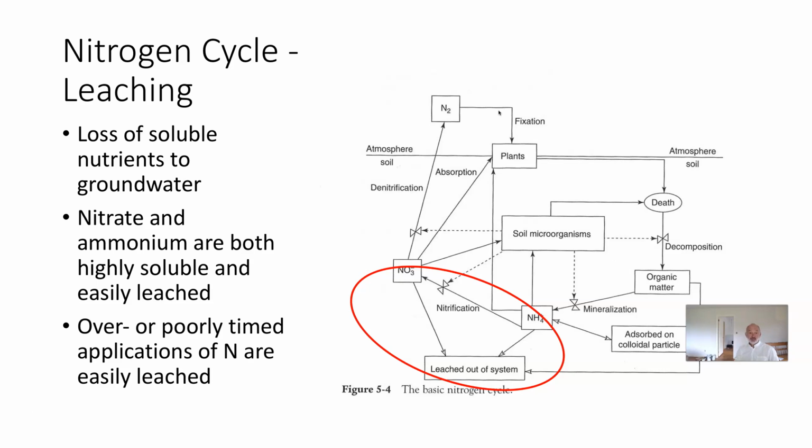And if we put too much nitrogen in, the groundwater can become contaminated by nitrates, which can have health consequences for people who drink that water. Again, both nitrates and ammonium are highly soluble, and they're easily leached. If nitrogen is either over-applied or poorly timed, at a time when plants don't need or aren't taking up the nitrogen, that nitrogen is easily leached out of the system, right?